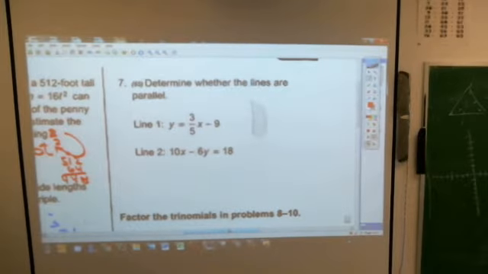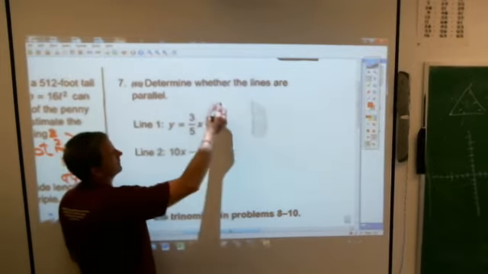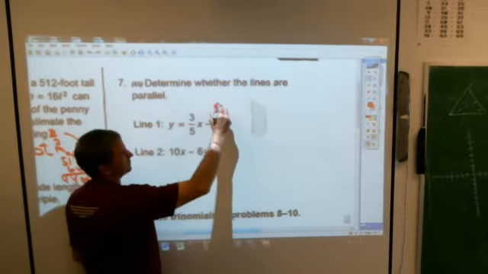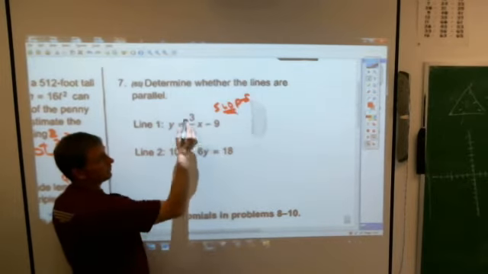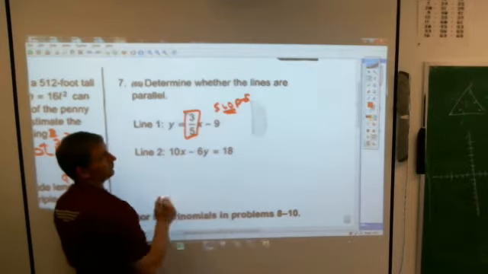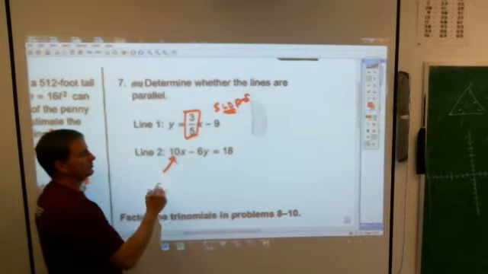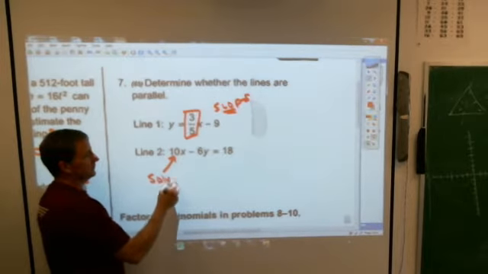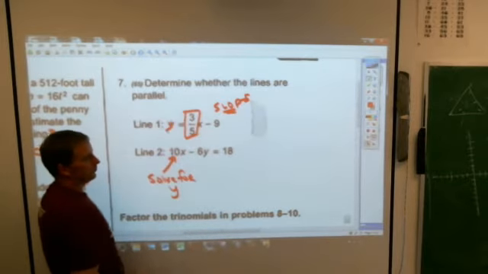How hard is it to turn out? You do not have to graph these, although you probably could, but I wouldn't. You just need to find their slopes and see how their slopes compare. Which is really easy because this one already is solved to slope-intercept form. The slope is 3/5. How do I figure out the slope of line number 2? Solve for y. Make it in slope-intercept form.